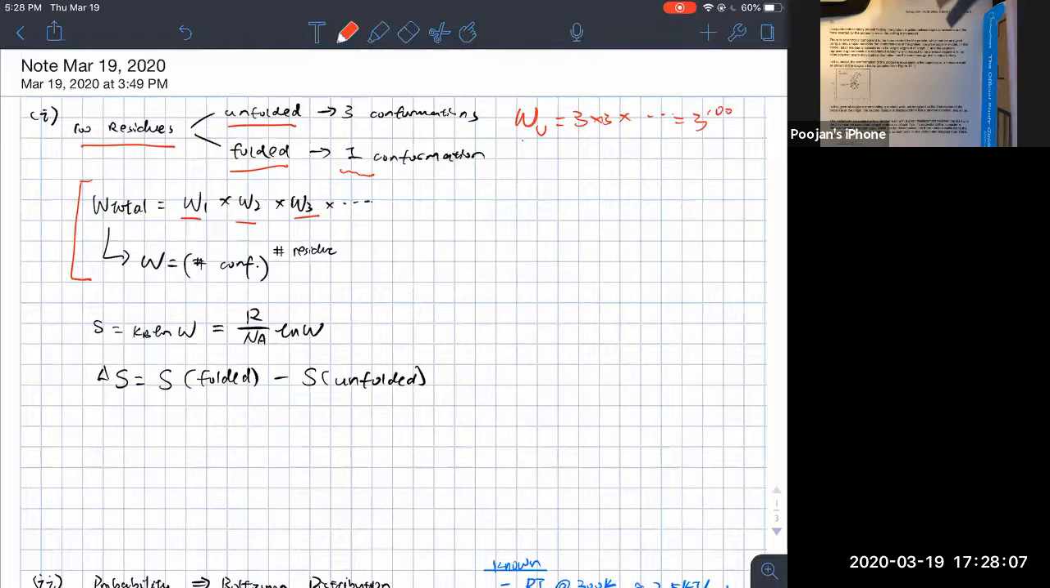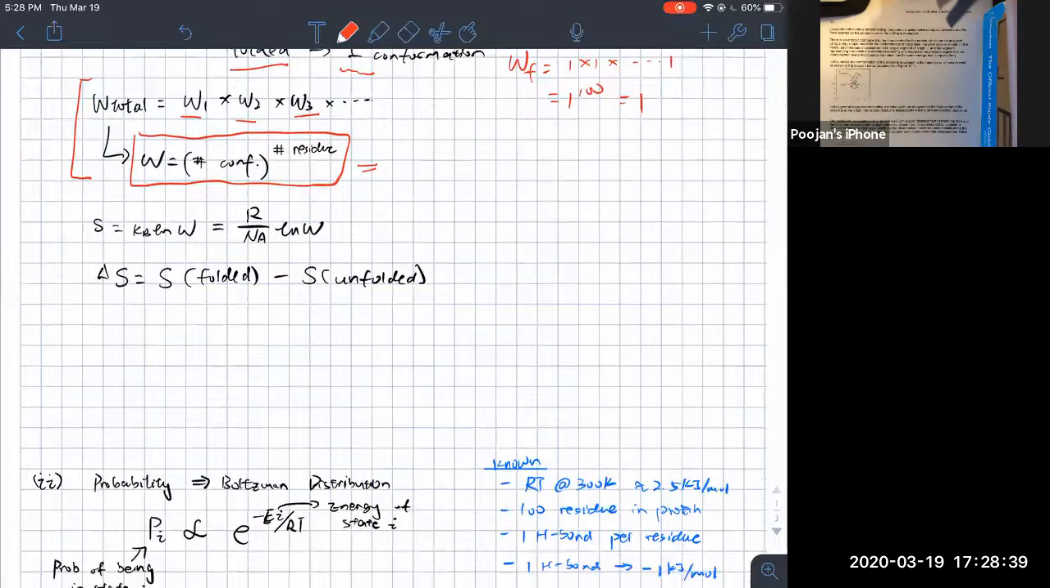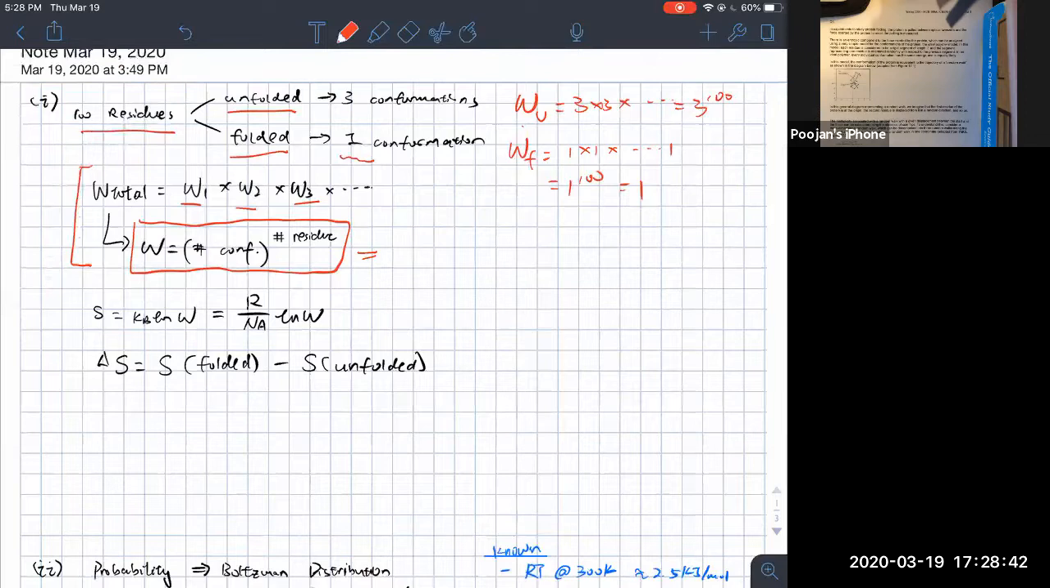That gives us the multiplicity of the unfolded state, which you can also just plug into the equation right here. For the folded state, since there's only 1 possible conformation, the multiplicity should just be 1. Using this equation, we use 1 times 1 times, all the way to 100 times, so 1 to the 100th power, which still gives us 1. Now we have the multiplicity for the 2 states.